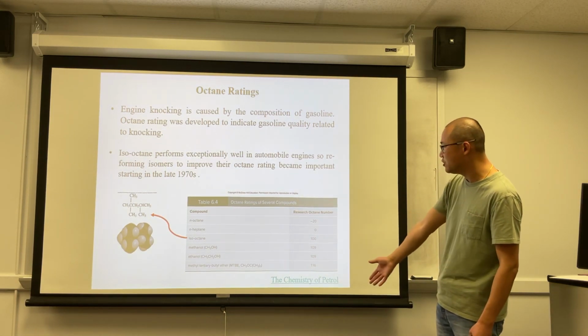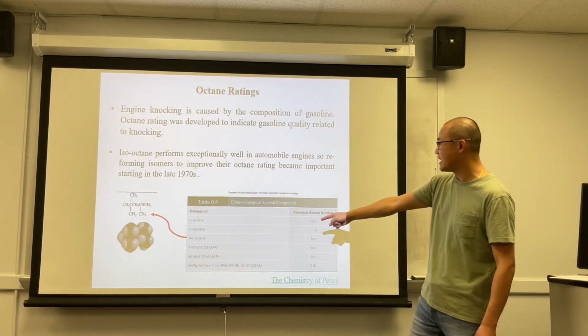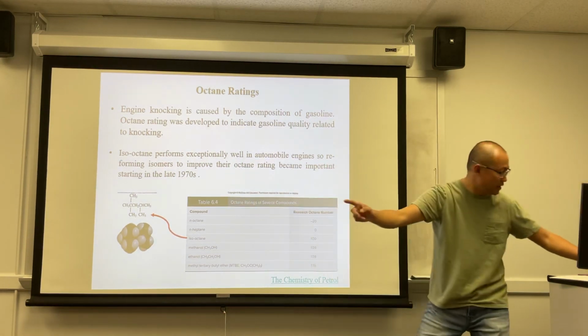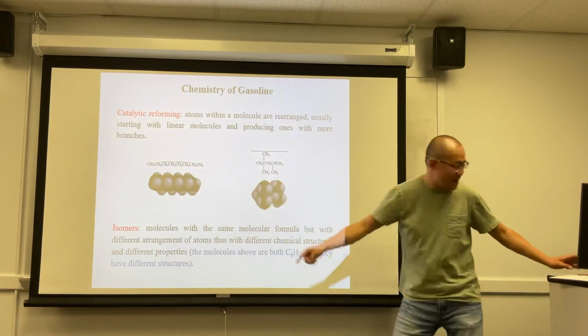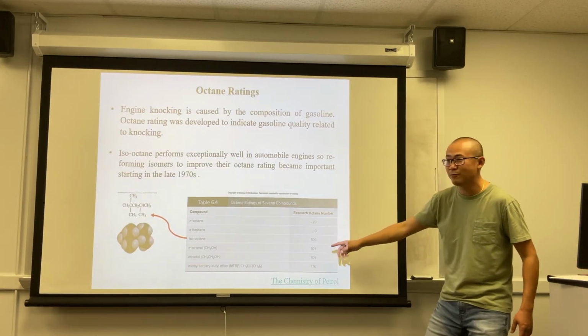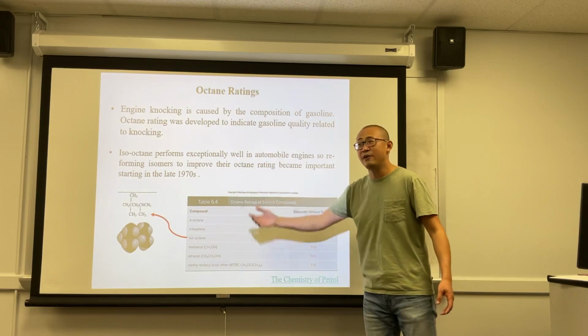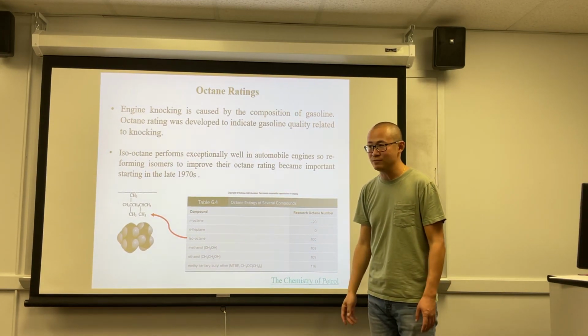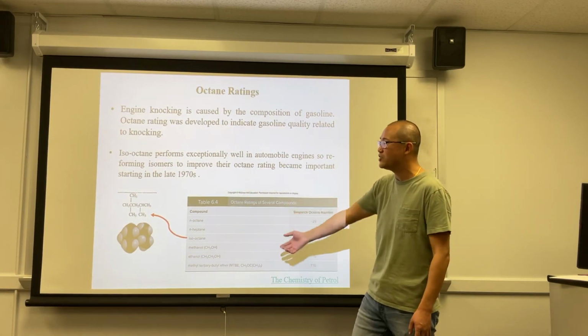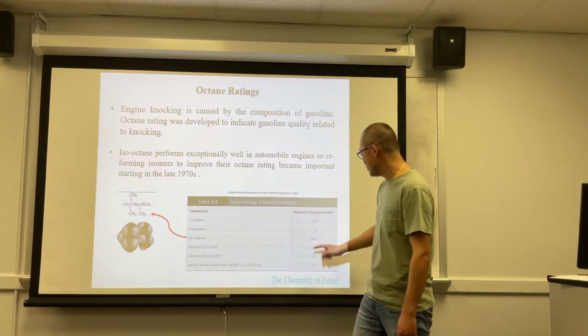But you can see in this chart, this molecule, the previous one, has an engine knocking rating of -20, which means what? It is a terrible fuel if you want to burn it in an engine. That's why they do reforming, changing it to this one with a rating of 100.